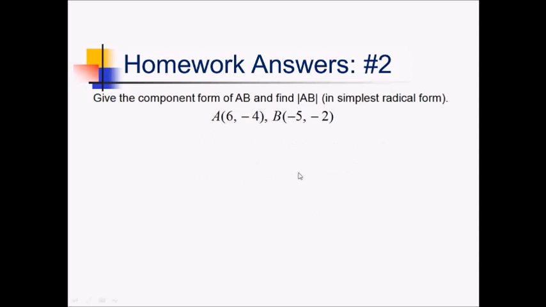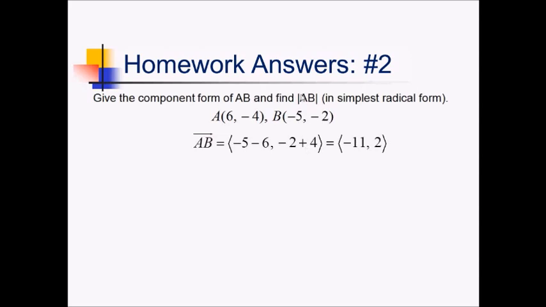To find the component form of the vector from a to b, we need to do b minus a. So do the x values and y values separately. We've got -5 minus 6 for the x values, and -2 minus -4 or plus 4 for the y values. So that's going to give us -11, comma, 2.